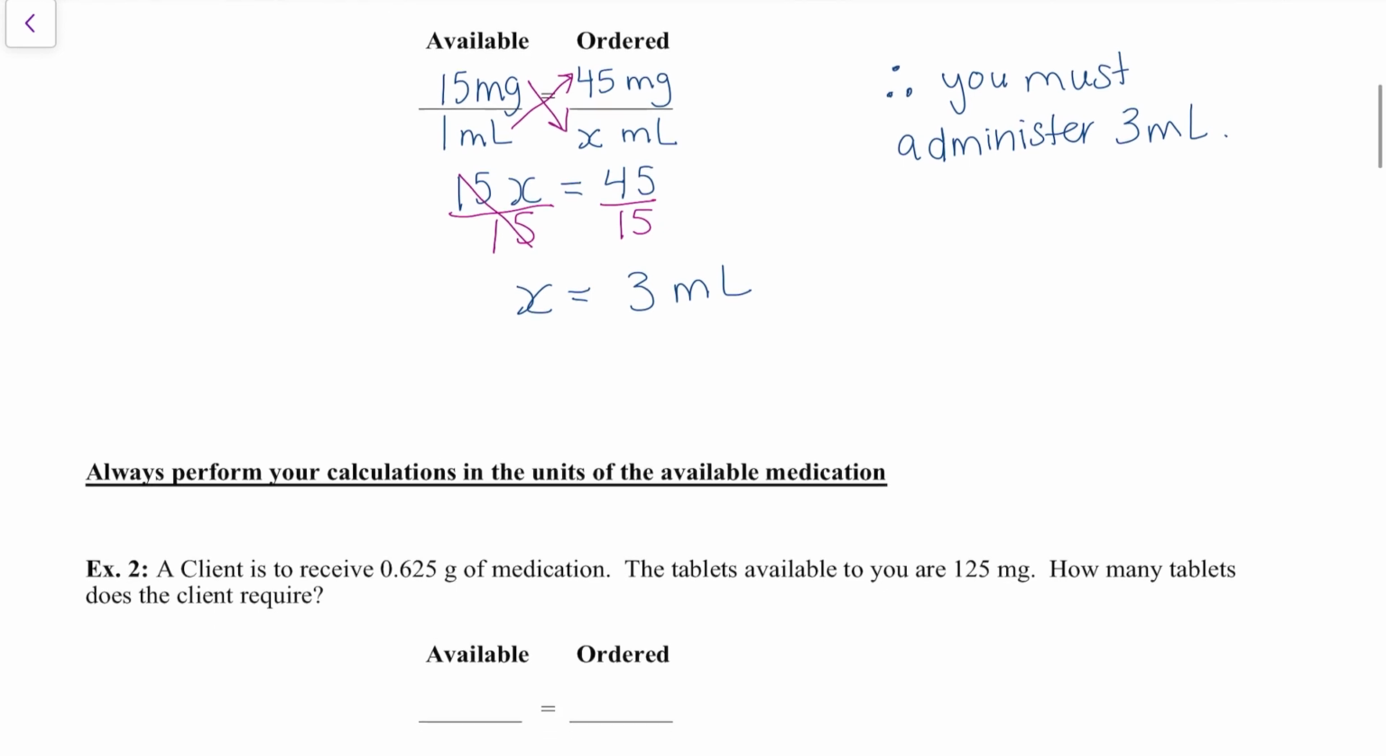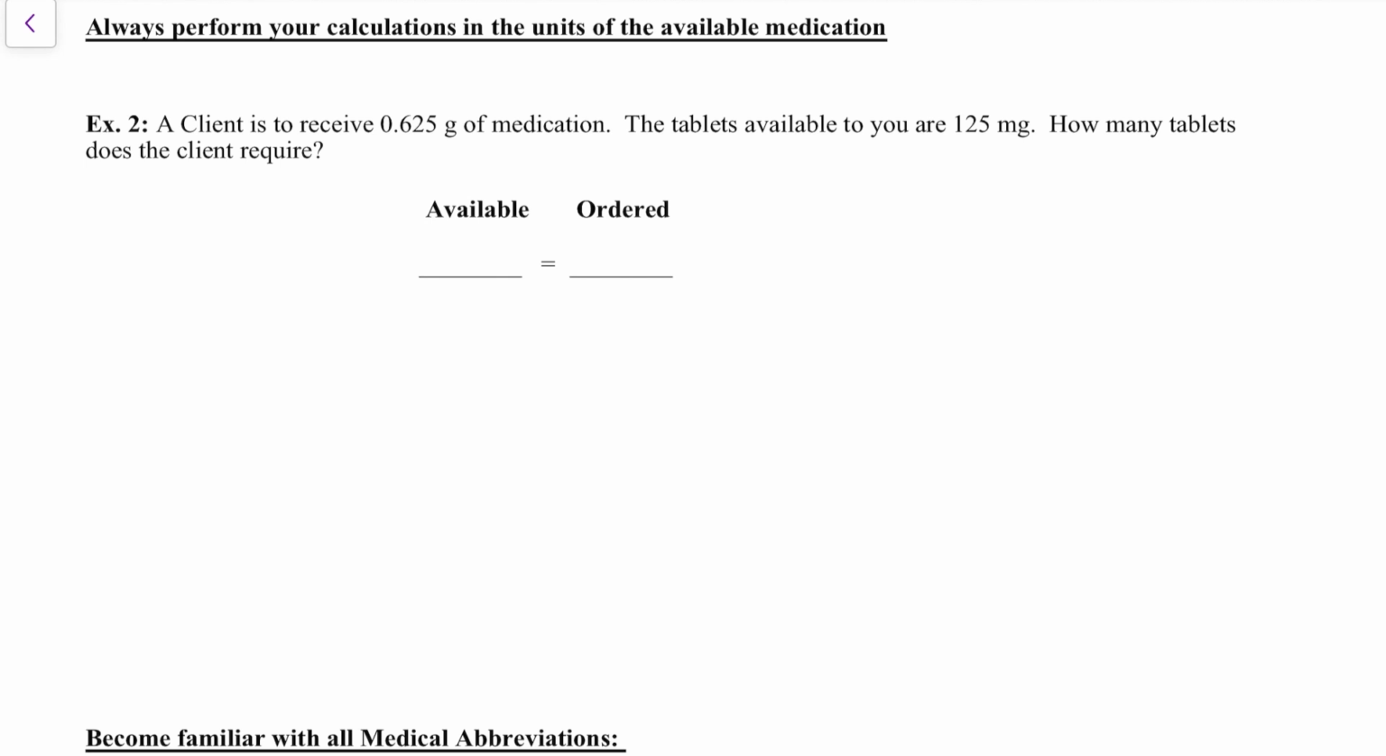Okay. The other thing you might come across is that you have differing units. You always want to do the question in the same units, and usually we like to do that in the units of the available medication, and what the tablets or the grams or whatever the medication comes in. We want to do it in what that equals to, so that we're staying consistent with what our final answer will end up being. So in this one, it says a client is to receive 0.625 grams of medication. The tablets available to you are 125 milligrams. So how many tablets does the client require?